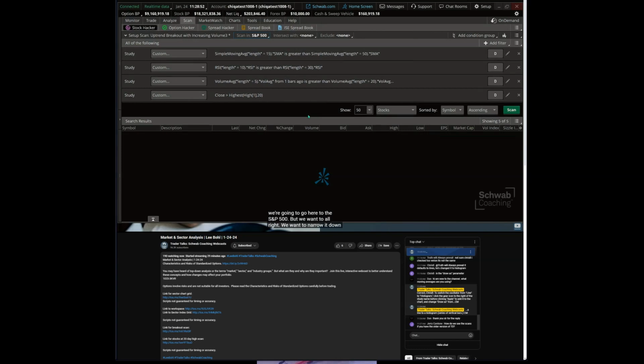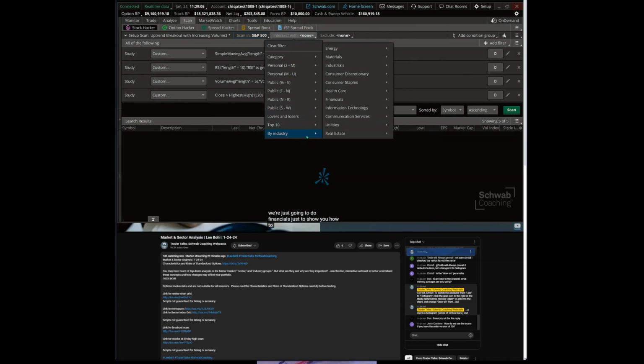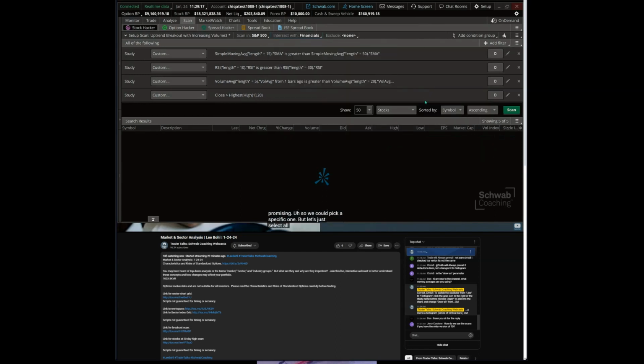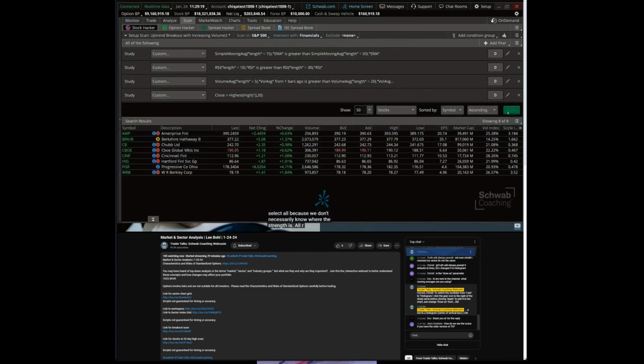We could also do it by industries. We're actually going to do a scan in an industry in technology. But for this one, we're just going to do financials just to show you how to do a sector scan here. So we're going to intersect by industry. And we said financials might be looking promising. We could pick a specific one, but let's just select all because we don't necessarily know where the strength is. Now we're going to scan there. We didn't get that many, which is good. We don't have to look at so many charts.